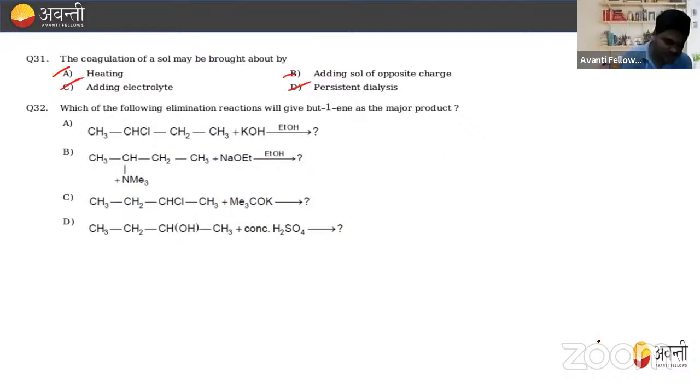Now, question number 32. So let's move to question number 32. That is, which of the following elimination reactions will give but-1-ene as the major product? So we have options like A, B, C, and D. So just observe carefully. That is option B and C. Because in this we have a 3 degree methyl group. Here also a 3 degree methyl group is there. So we know that 3 degree will give the major product as compared to the second degree and the first degree. So B and C, this will give a major product, right?